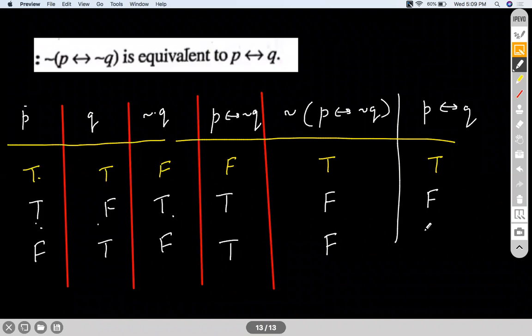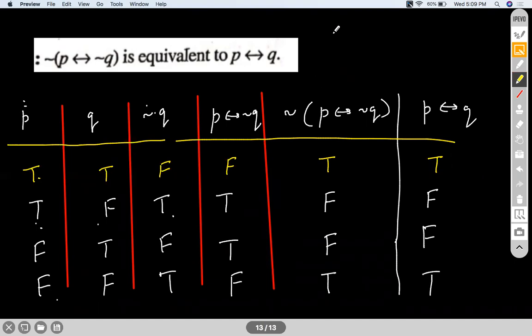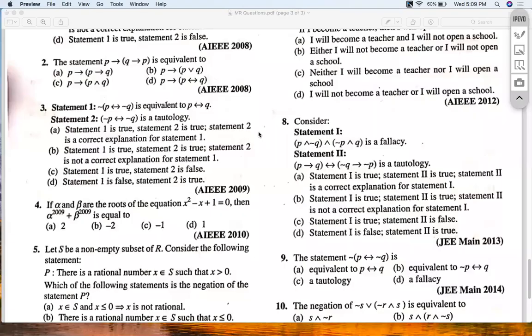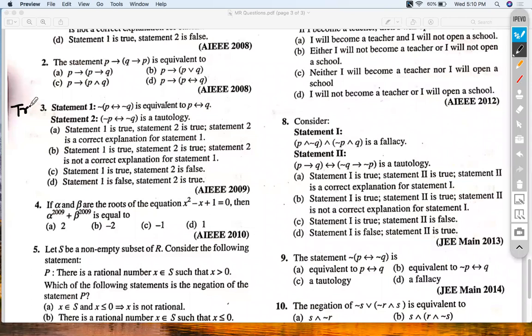Now these two will be false. And that last, false, false, this is true. Then this and this will be false. That'll be true, false, false is true. Don't jump to a conclusion. So this is a true statement. Yes, they are equivalent. So statement one is true. Now do statement number two.